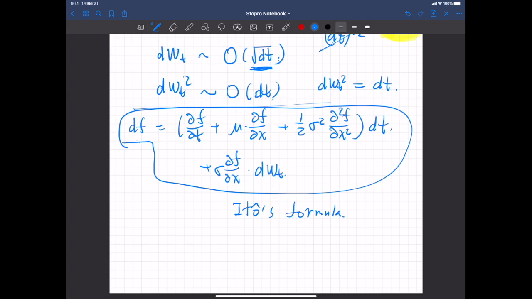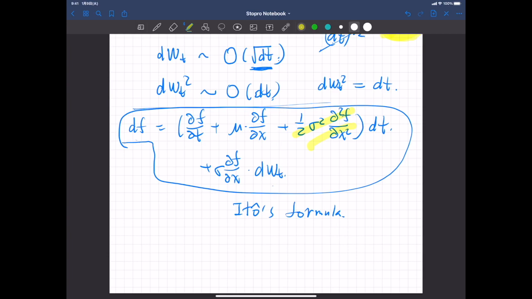Usually, if we are dealing with an ordinary function, not a stochastic process, then we could safely ignore this term because it should be of the second order. But in this case, we cannot. So this is one of the conspicuous properties of Brownian motion and stochastic calculus.